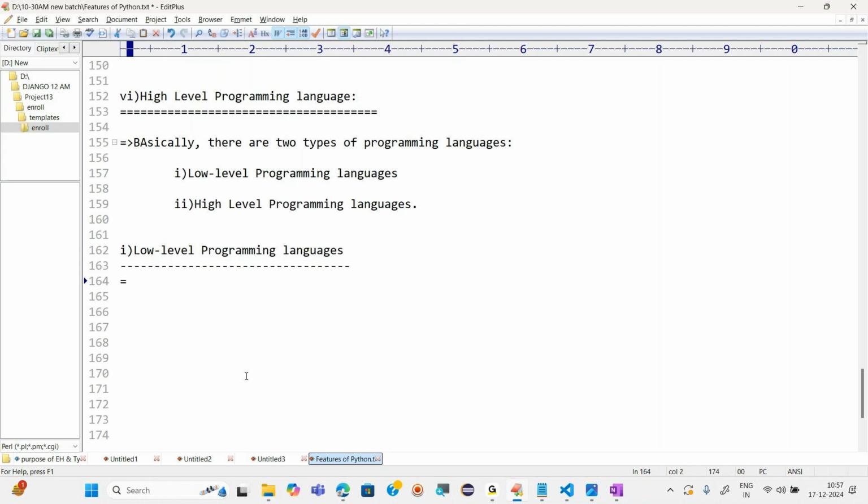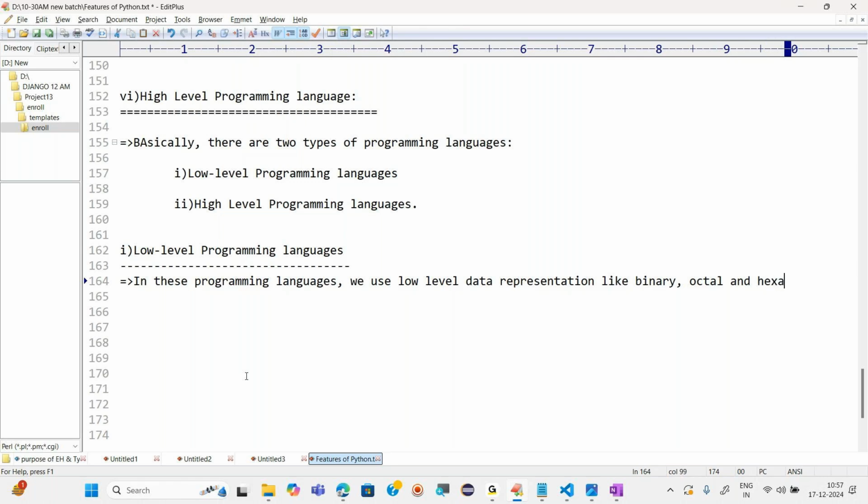The data representation in these low level programming languages is something which represents binary, octal, hexadecimal. Okay, write it down. In this programming language, we use low level data, or data representation, like binary, octal, and hexadecimal. Clear?